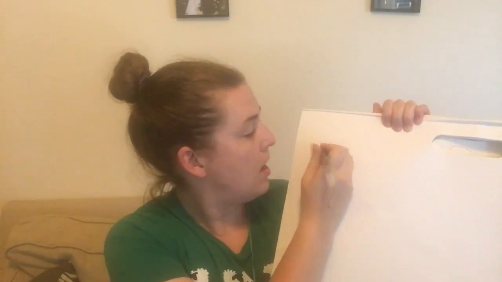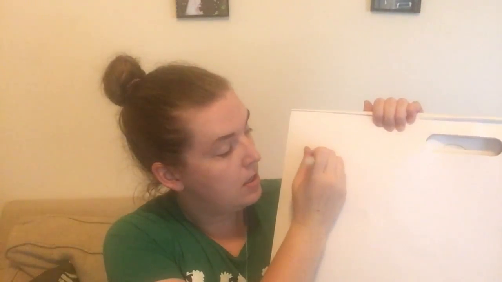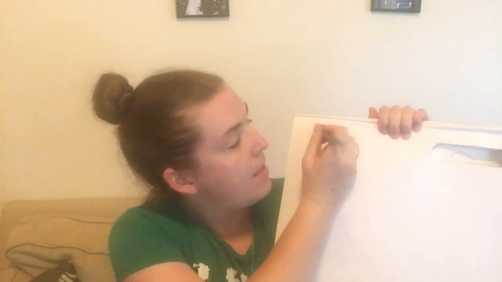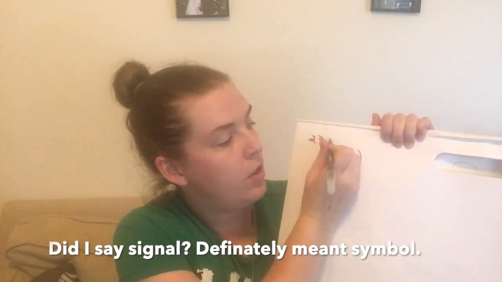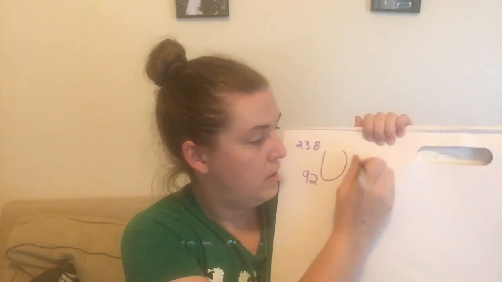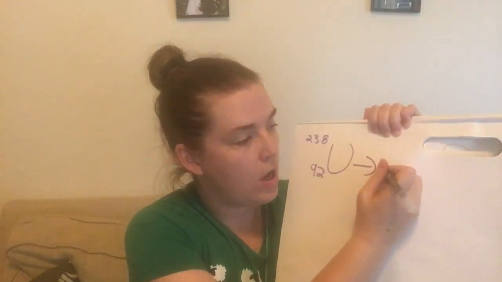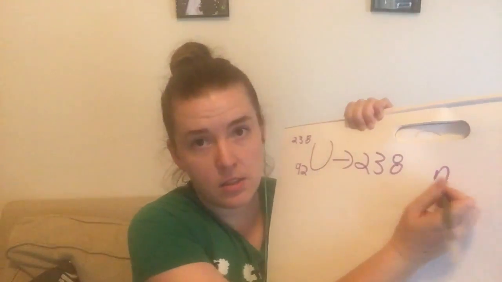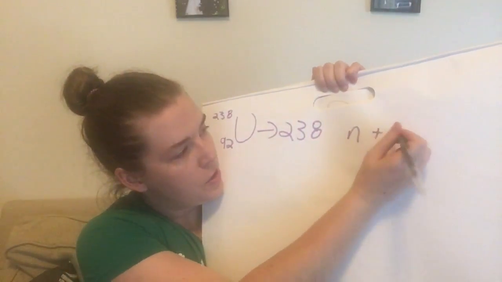In nuclear science land, we're going to write uranium like this. So 92. That's the number of protons in a uranium nucleus. U is its atomic symbol, and then 238. So uranium-238 has a total of 238 neutrons plus protons.